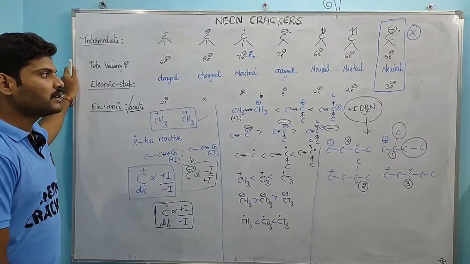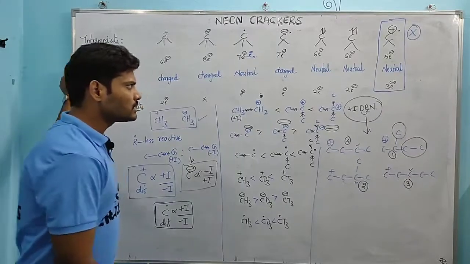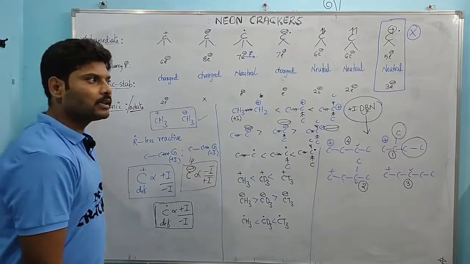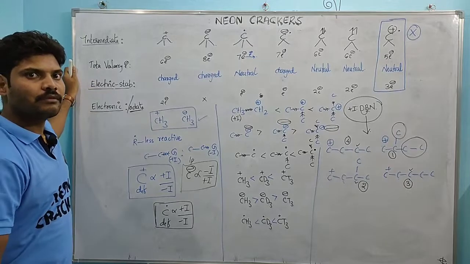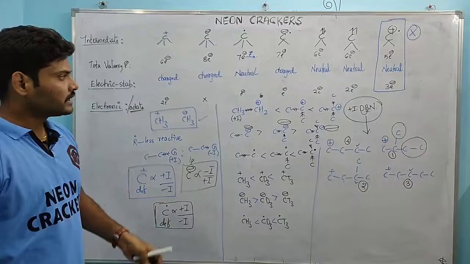Then one more trick is there for minus I effect. For minus I, what do we have to consider? Distance, number of atoms, or branching? What we have to consider, we will see in the next. Check it better once.